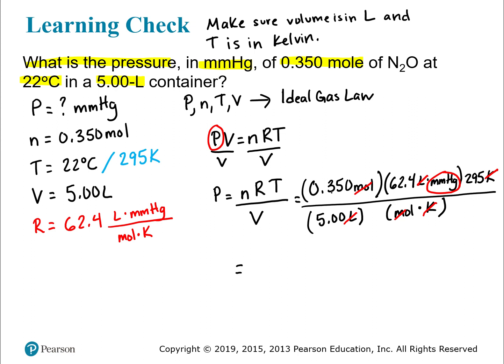You multiply all the numbers at the top, divide by 5. That gives you 1,290 millimeters of mercury. That's a sample problem with the ideal gas law.